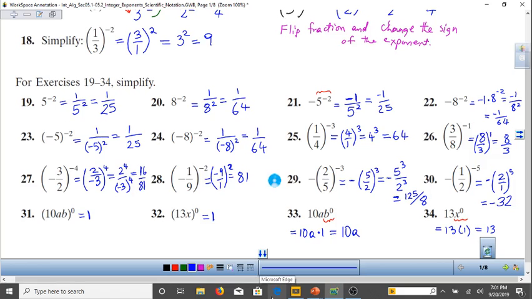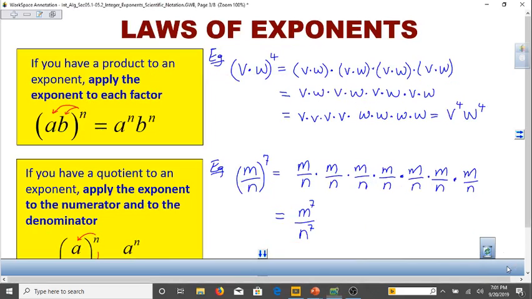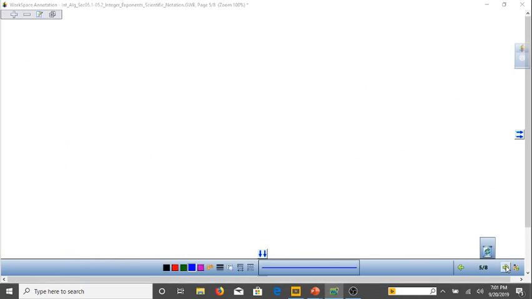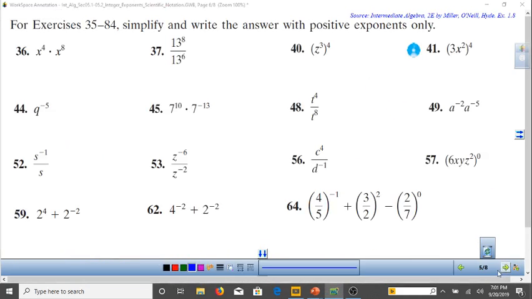Let us continue with some more examples here. And as I said before, I strongly recommend that you try these examples on your own first, and then check back to see if your answers match with my answers.